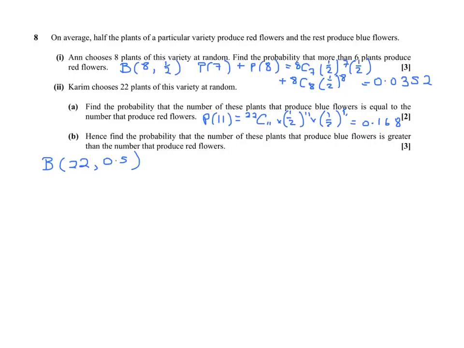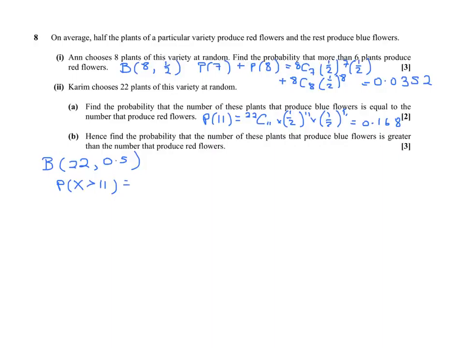Part B, find the probability that the number of plants that produce blue is greater than the number that produce red. So I want my blue to be more than 11. Now I've got my statistics tables in the formula book, and I could use the tables for this type of question, but unfortunately n equals 22 doesn't feature in our books, so we're going to have to go the long way round.